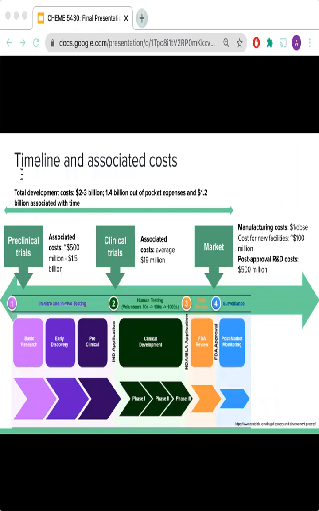According to a 2016 study, the total development cost can range between $2 to $3 billion, with $1.4 billion coming from out-of-pocket expenses and $1.2 billion associated with time expenses. The most costly is the preclinical studies and early research, which have values ranging from a couple of million to billions of dollars. Another thing to consider is that even after approval, there are still additional R&D costs.